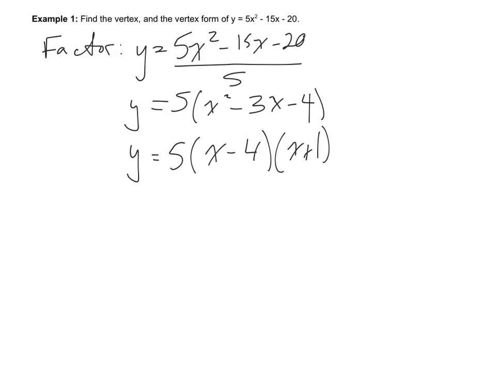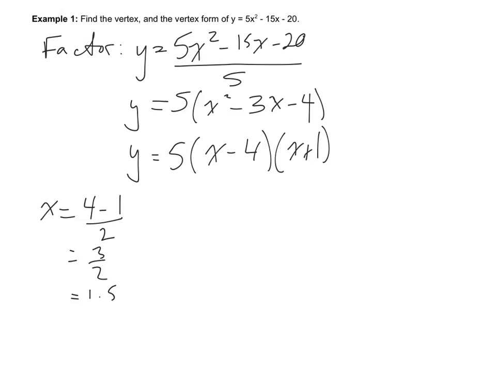So once you get that far, you have it in factored form, and you can use this now to start finding the vertex. First thing we can do is find the x value of the vertex by finding the axis of symmetry. So I know that one of my values is 4, and I go 4 minus 1 divided by 2 to find the axis of symmetry. That's 3 over 2, and that can be 1.5.